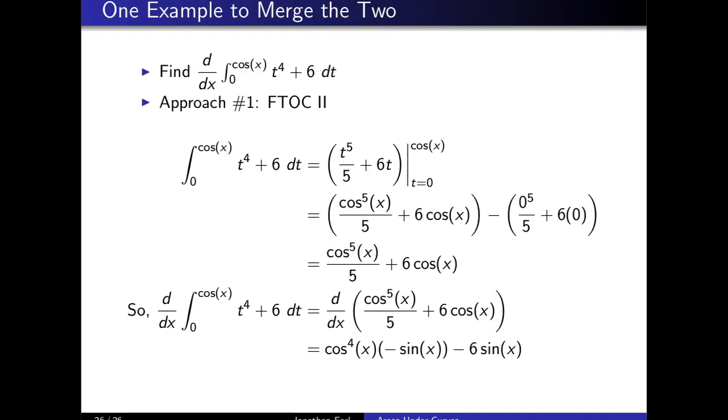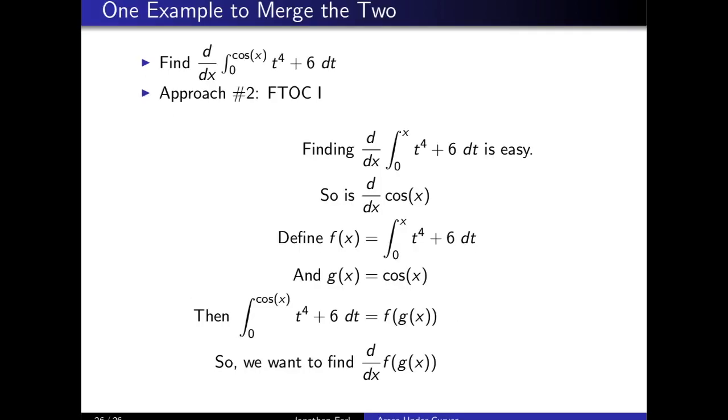What we wanted to do was find the derivative with respect to x of this definite integral, so we'll just go and find the derivative of this expression that we just got. Well, at this point we're using the chain rule, and we're old pros at that. So the derivative of cosine to the 5 over 5 will be, we'll take the 5 multiplied out in front, subtract 1 from the power, take the derivative of that inside function cosine, and get minus sine times cosine to the 4 of x, and then our derivative of 6 cosine is minus 6 sine. So our final answer that we'll get here is cosine to the 4 times minus sine, and then minus 6 sine.